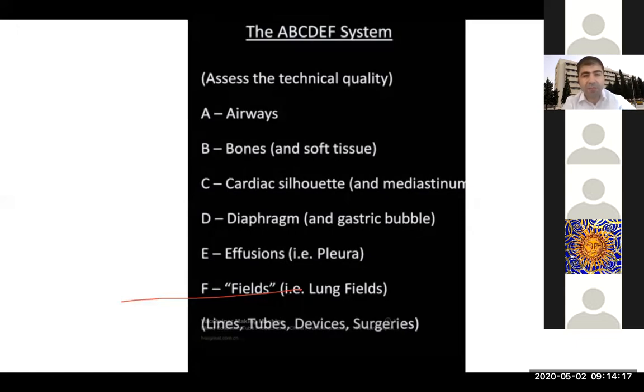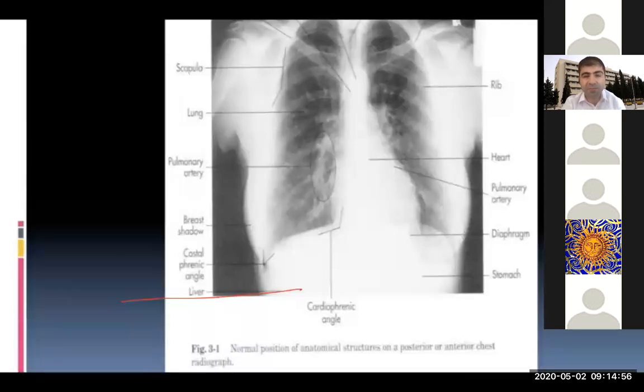And E is for the diaphragm, right and left hemidiaphragm. You have to check for air under the diaphragm, and check the gastric bubble, which is seen below the left hemidiaphragm, and also effusions, for example pleural effusion and pericardial effusion. And F is for fields, where we check the parenchyma. We should not forget the surgical clips, tubes and lines, such as a PICC line. Anything other than this mnemonic, we have to mention as well.